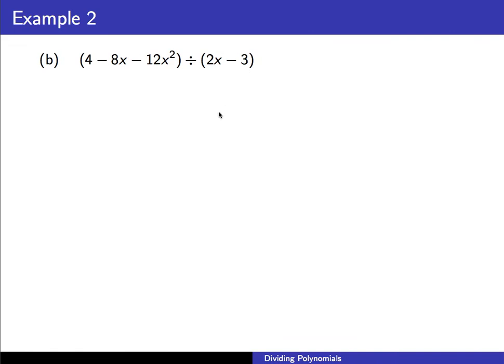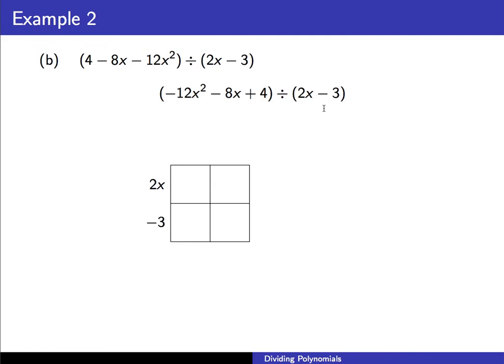All right, part B, 4 minus 8x minus 12x squared divided by 2x plus 3. Let's rewrite this dividend in standard form. So we have negative 12x squared minus 8x plus 4 divided by 2x plus 3. We have 2x and a plus 3.